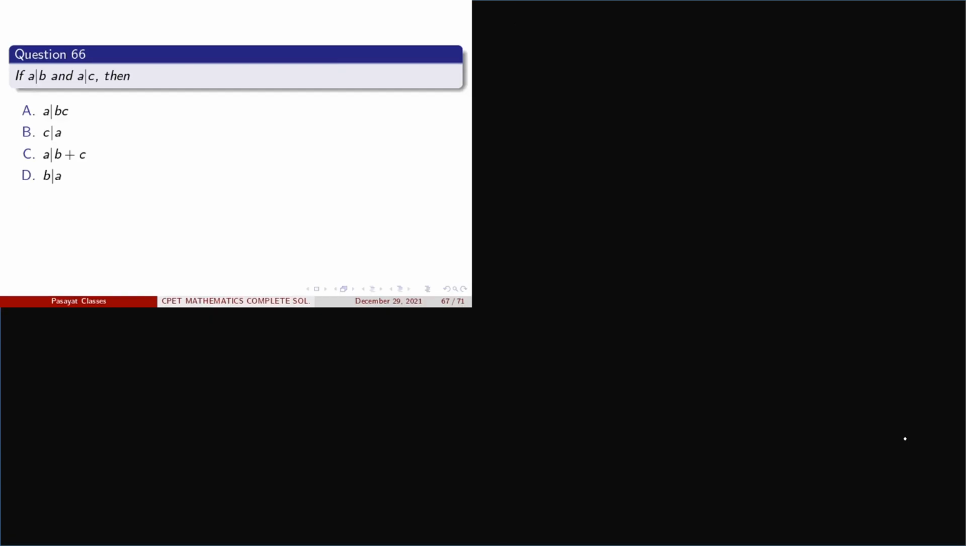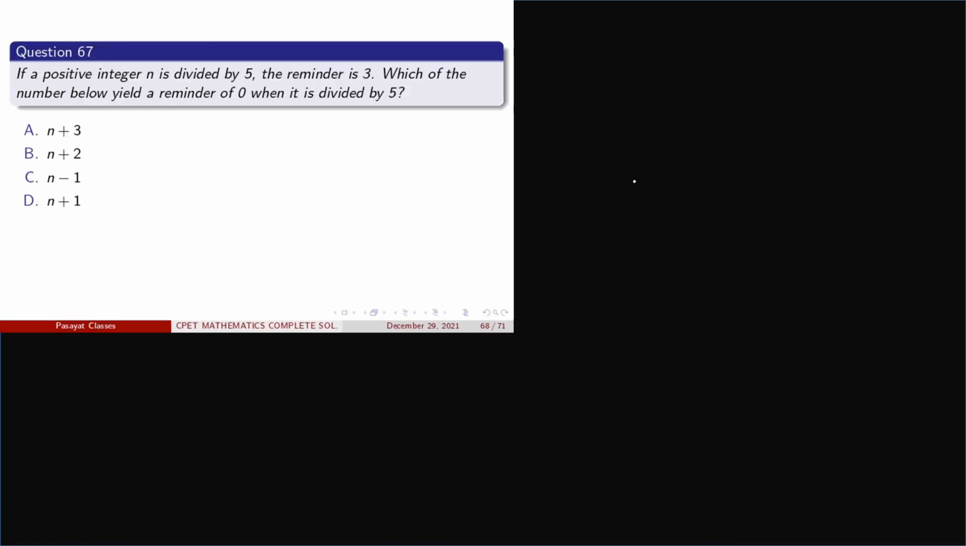Here the question asks: if A divides B and A divides C, then which of the following is true? Here, A divides B plus C is the true statement. That is option number C. Now you can verify this by using some example. Now come to this one, 67.